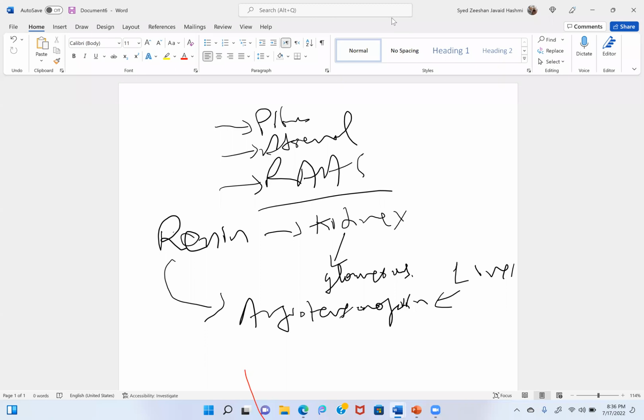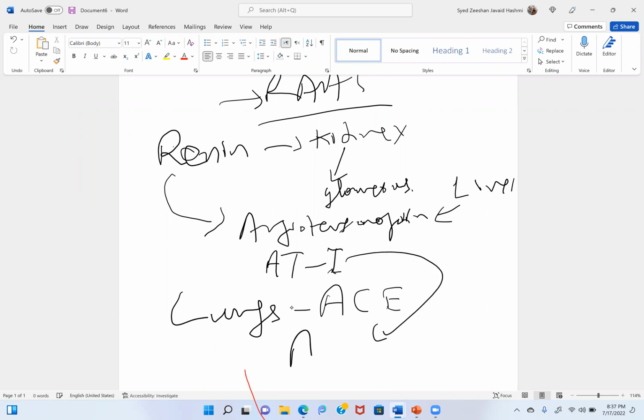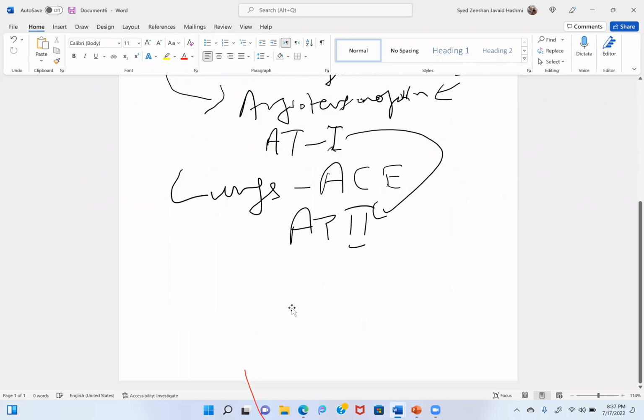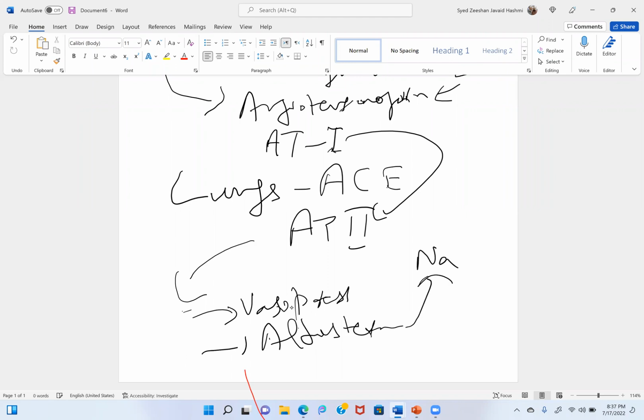Your answers should be accurate. Again, I tell: angiotensinogen is synthesized by liver. Renin converts it into angiotensin 1. Okay, then where does it go? Lungs. So there is angiotensin converting enzyme, which converts angiotensin 1 into angiotensin 2. Angiotensin 2 is itself a vasopressor and releases aldosterone, which causes salt and water retention and potassium and hydrogen excretion. Okay, so this is the basic cycle.